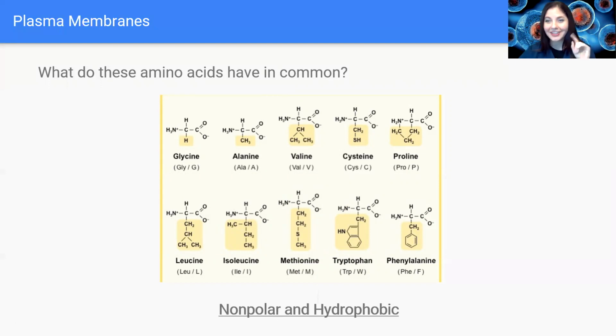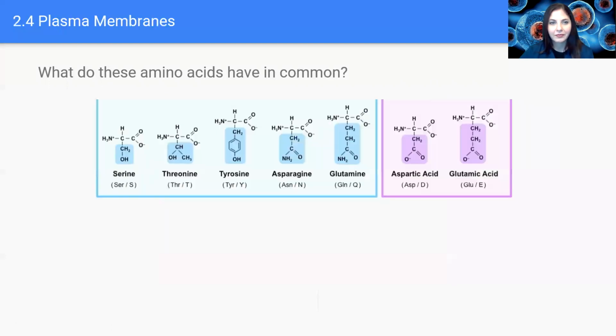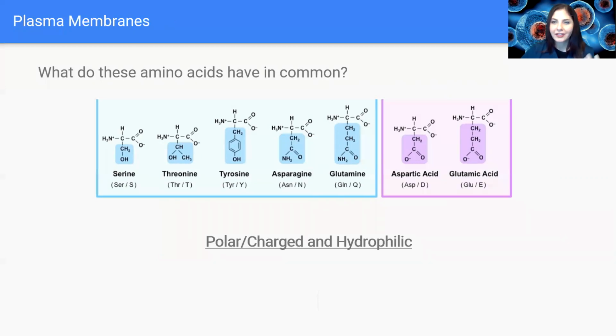Now, do not worry, you do not need to memorize all of the amino acids and know what their charges are. You should be able to look at the amino acids and get a feel for what the property of them might be. So the same thing holds true to these amino acids. If we look at all of these, one thing that they all have in common is that they are polar and charged, meaning that they are hydrophilic or water-loving.